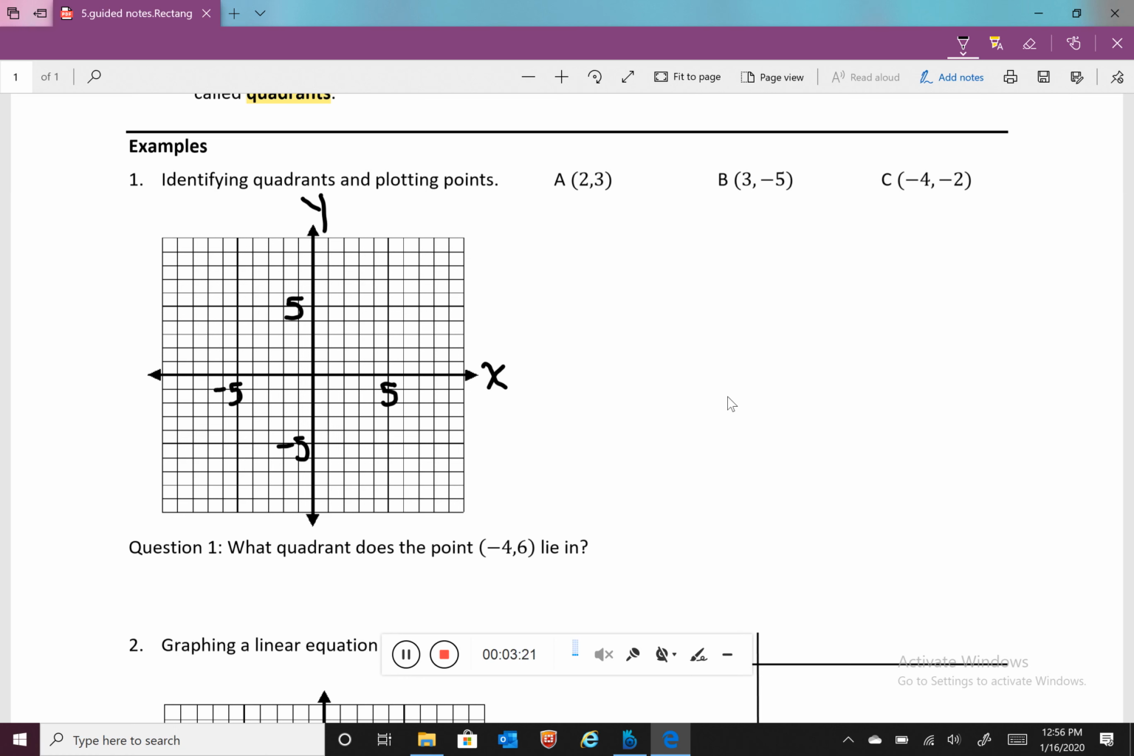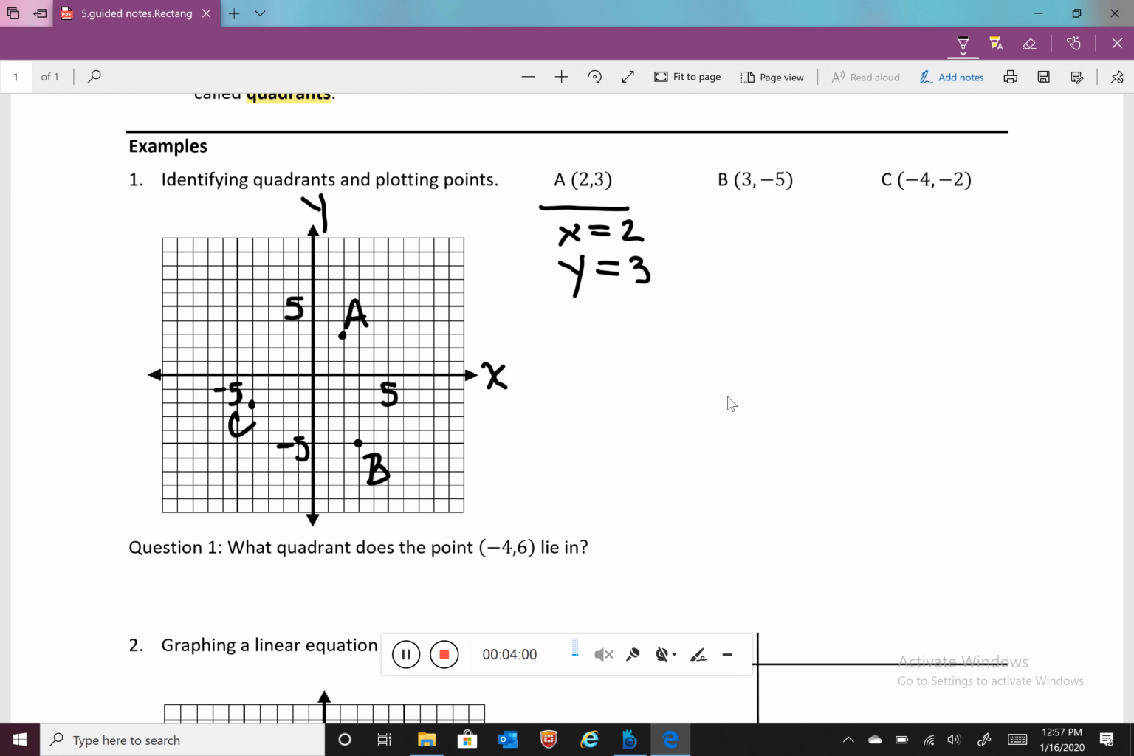And now I'm ready to plot point A. So point A, I'm recognizing that x is 2 and y is 3. And so I'm going to go to the right 2 and up 3, and that is point A. With point B, x is now 3 and y is negative 5. And point C, x is negative 4 and y is negative 2. So that is point C.